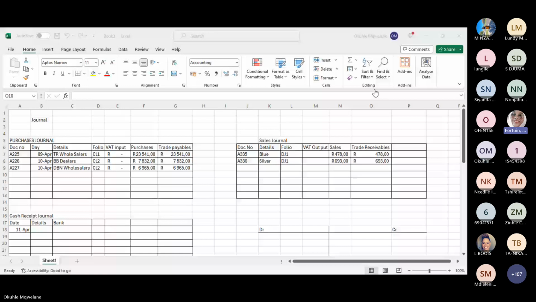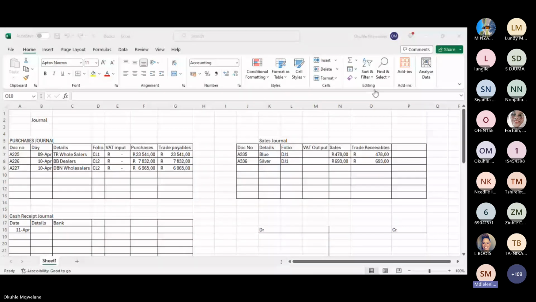Which one is it? Issued invoice to the following people, blue and silver. Yes, ma'am, they purchased. We issued them an invoice. They didn't pay anything, so it'll go to your sales journal. Okay, they never paid anything yet. So we're gonna take this transaction as we sold on credit here. Yes. Okay.